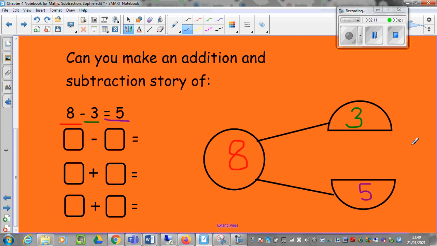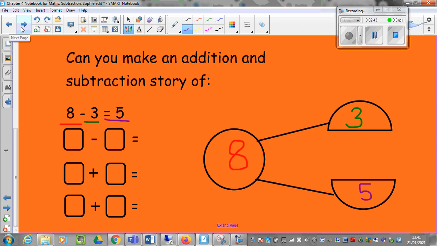So my subtraction number story, using this number sentence here, is there were 8 teachers in the staff room and then 3 left to get to lessons, and then there was 5 teachers left in the staff room. 8 teachers take away 3 teachers equals 5 teachers. Now I'm sure you can think of a much better one than that. So have a go and tell your grown-up.